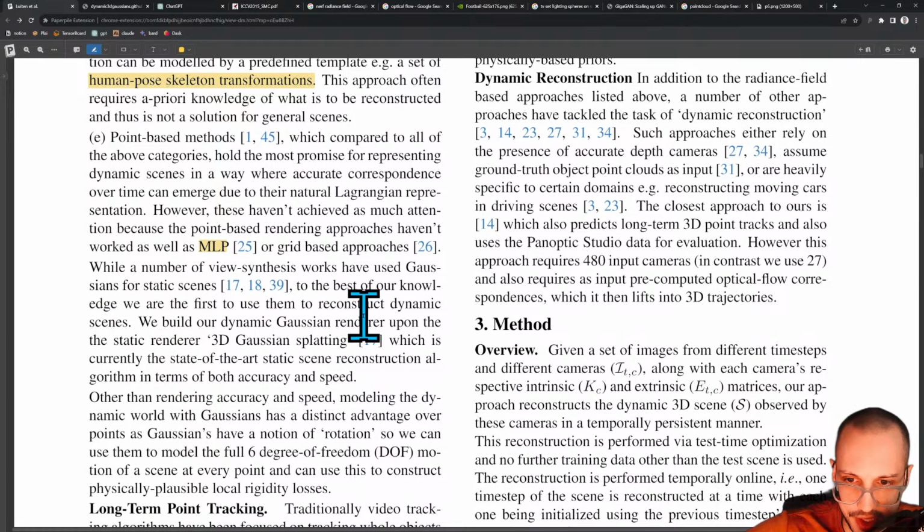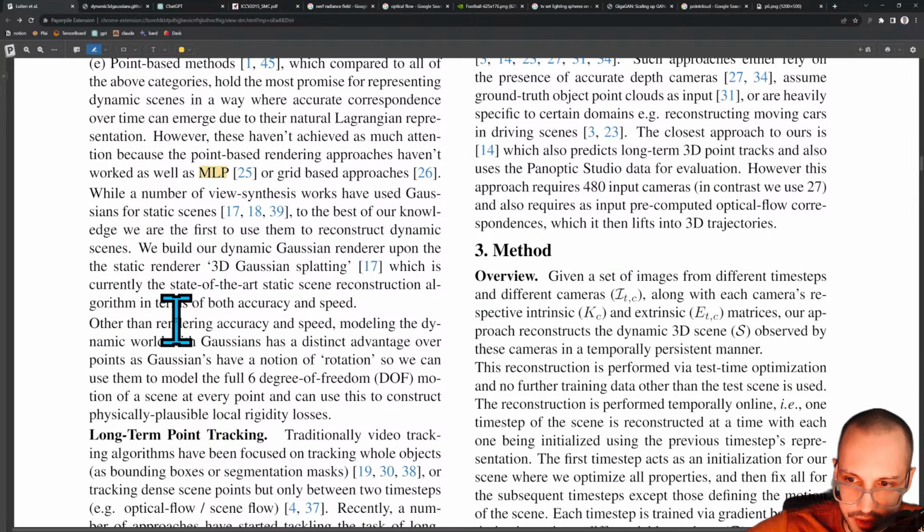We build our dynamic 3D Gaussian renderer upon this static renderer, which is currently state-of-the-art static scene reconstruction. Other than rendering accuracy, modeling the dynamic world with Gaussians has a distinct advantage over the points: Gaussians have a notion of rotation, right? So they have an orientation.